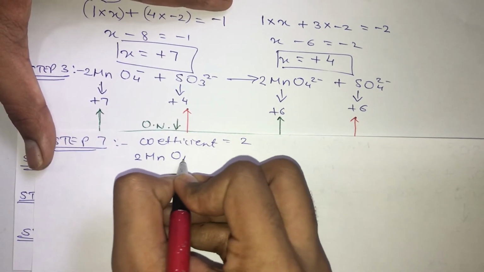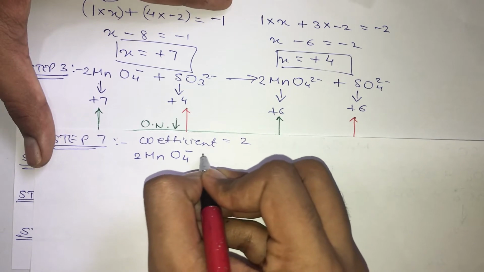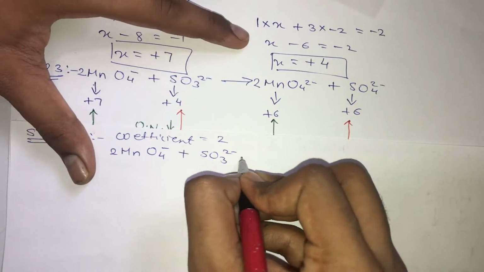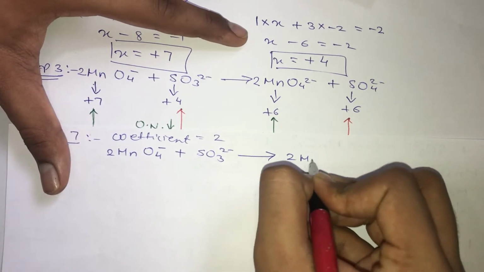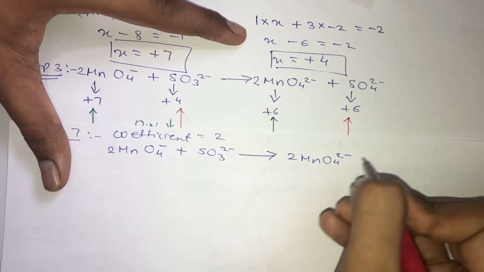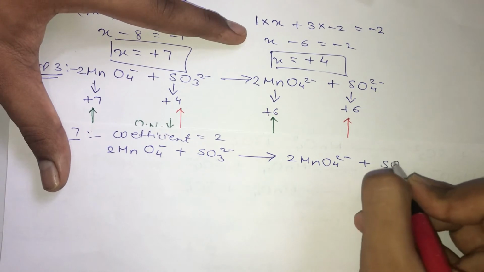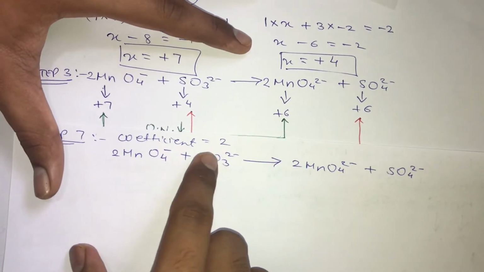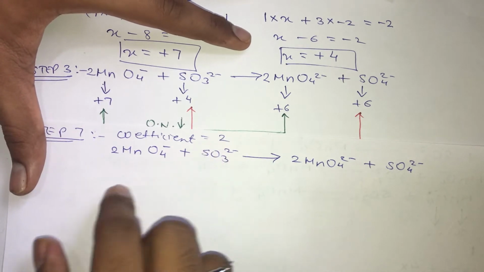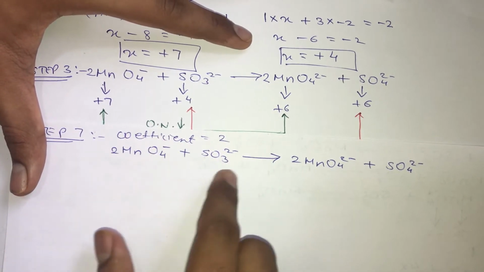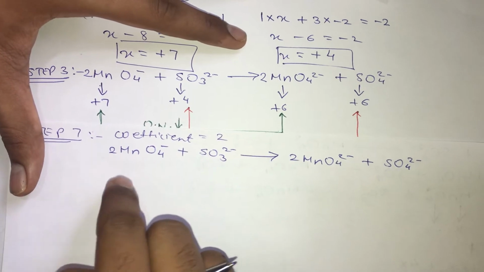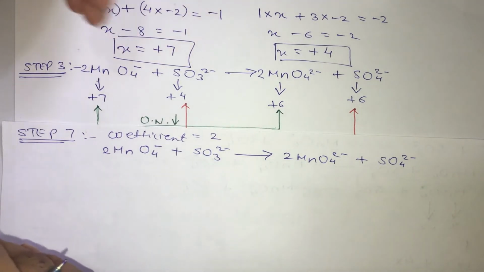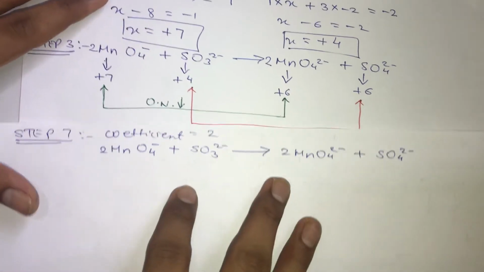So I hope guys you have understood this step. It was a very difficult step as compared to the other ones, and you need to be careful in this step. Okay, so I have multiplied the coefficient to all the molecules which have manganese in them. If you have not understood this step, let me repeat it once more.